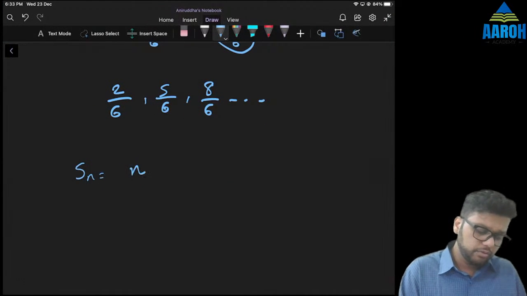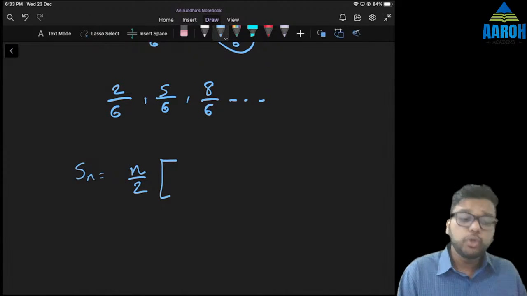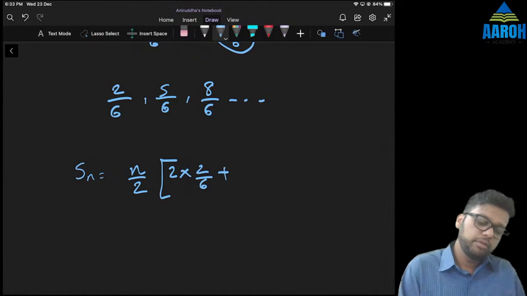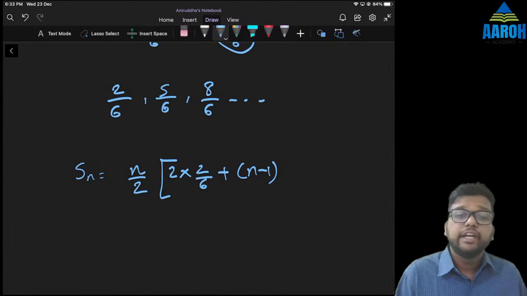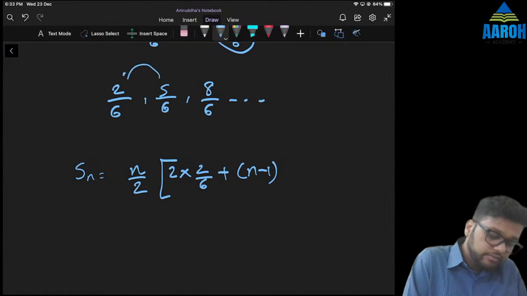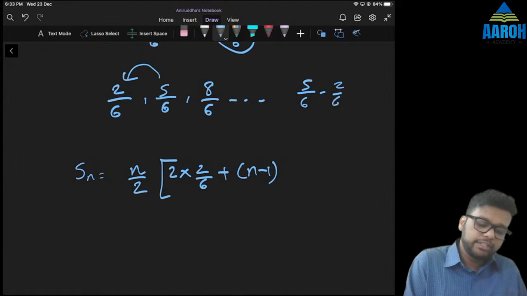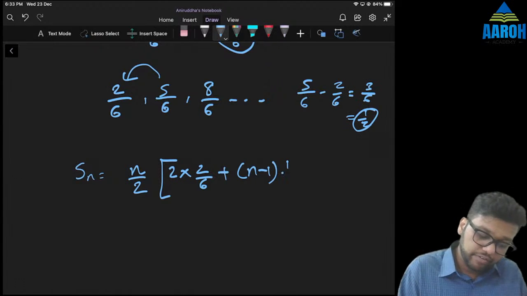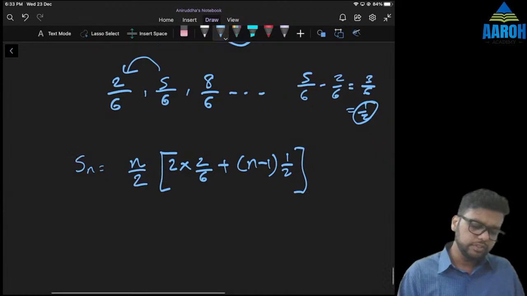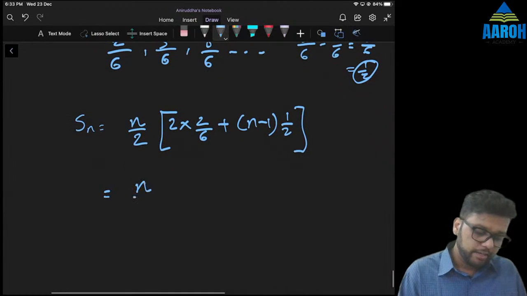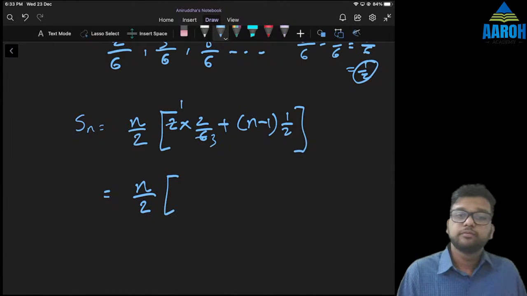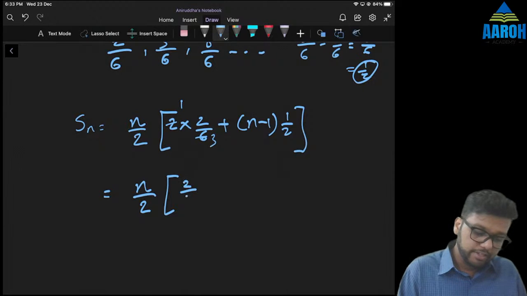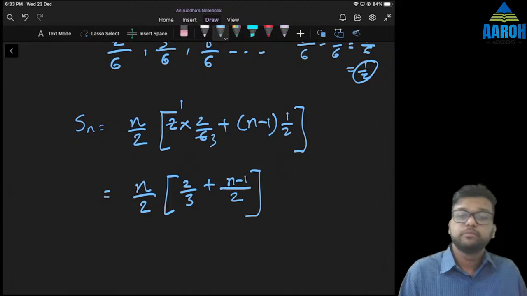Sn is n by 2 into 2a, so 2 into 2 by 6, plus (n minus 1) into d. What is the common difference? 5 by 6 minus 2 by 6 is 3 by 6, that is half. So the common difference is half. Okay, let's solve this now. n by 2 into bracket, let's cancel this. So it will be 2 by 3 plus (n minus 1) by 2.